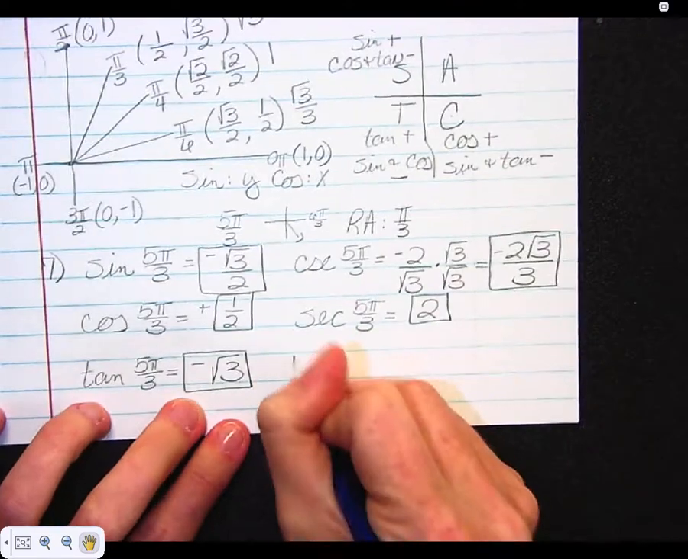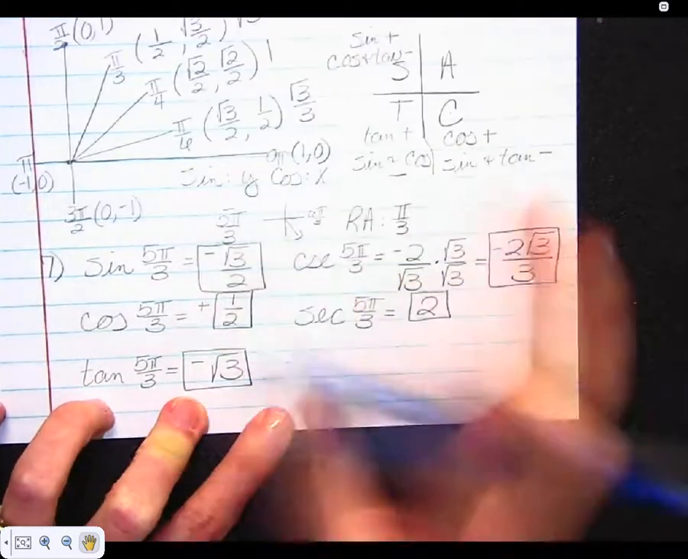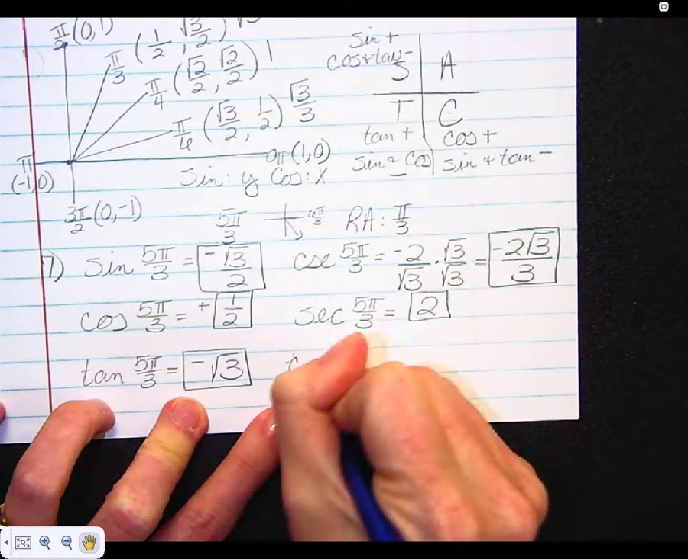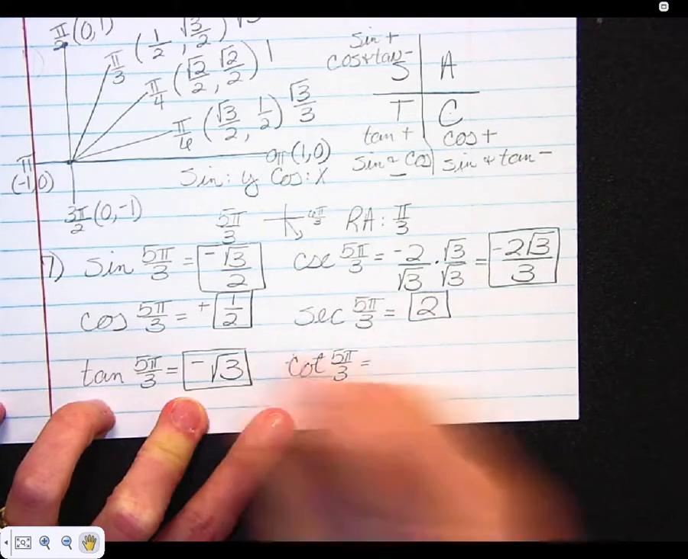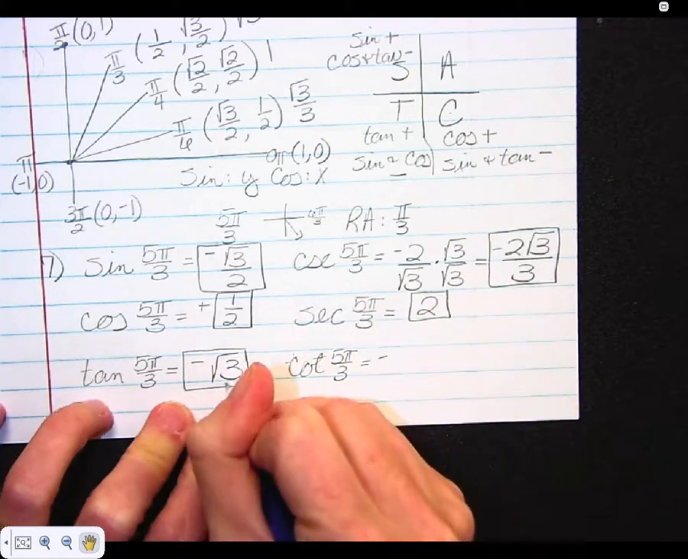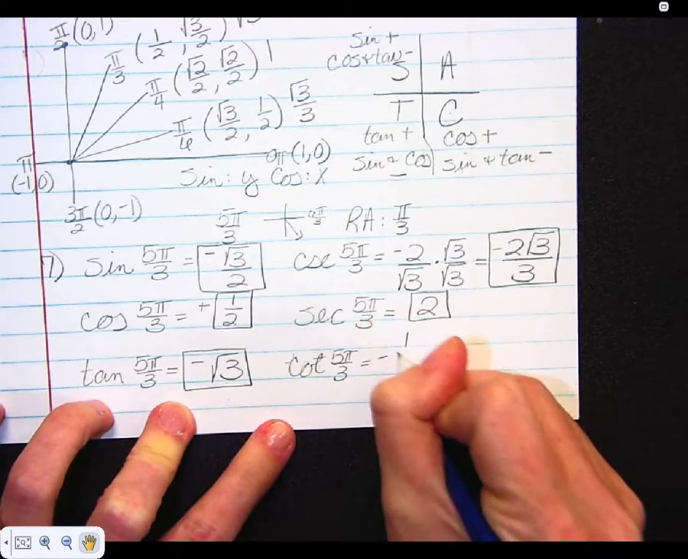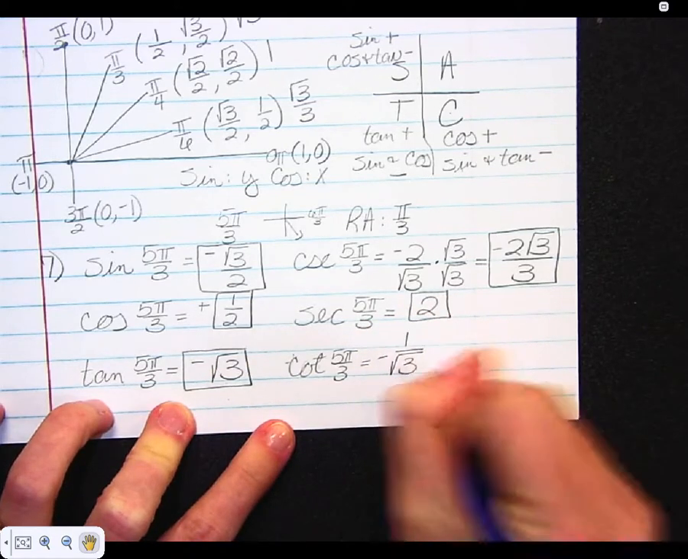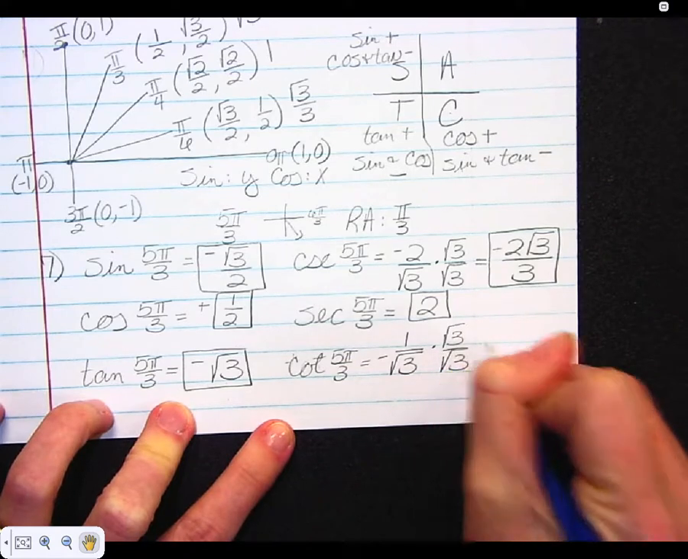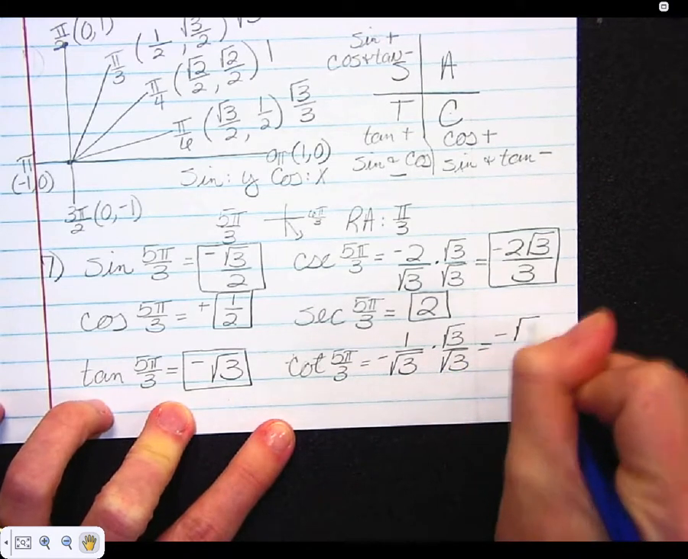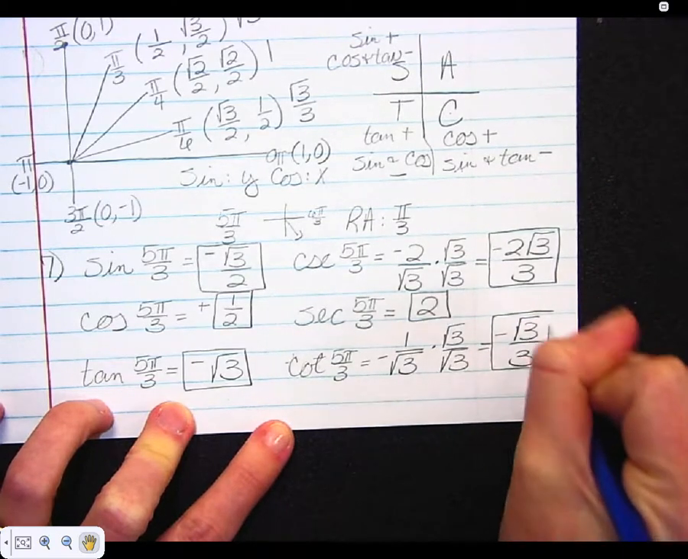And then finally, with my tangent value, I am going to have to do a little bit of work to get to cotangent. So cotangent of 5 pi over 3. I'm going to keep my negative sign, and I'm going to flip this upside down. So kind of envision a 1 being on the bottom right here. So when I flip that upside down, that's going to give me 1 over the square root of 3. And I'm going to rationalize that denominator. So that's going to give me negative square root of 3 over 3. Just like that.